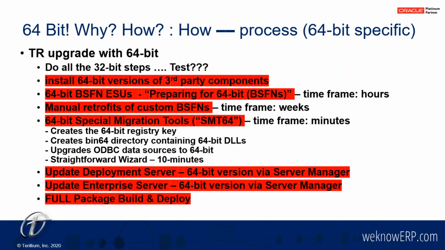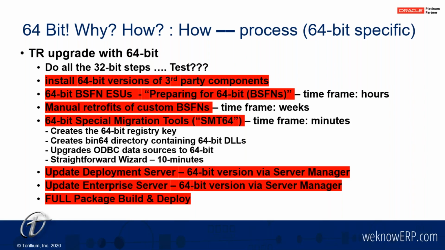First of all, you do all the 32-bit steps and test it. Like we said, that's the recommendation. Then you install the 32-bit versions of all the third-party components. Make sure those are in place: your JVMs, your database drivers, and whatnot. Then there is a step involving 64-bit business function ESUs that is called preparing for 64-bit business functions, in parens. That is the way you will see it in Change Assistant. I'll show you graphics that show you what that looks like.